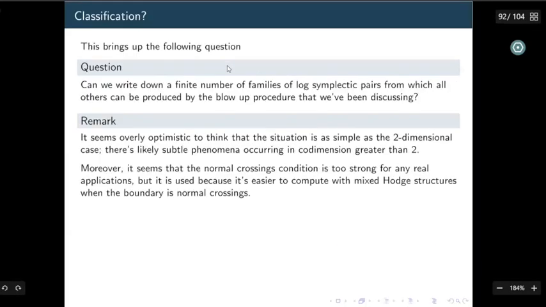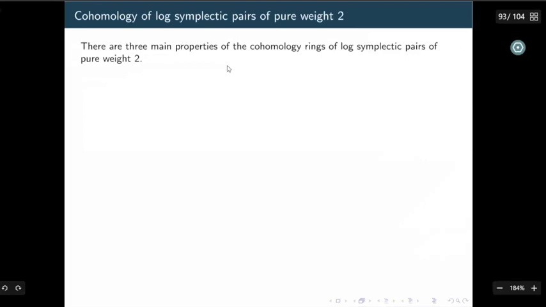Okay. So this is geometrically the classification. What I want to do now is talk about what this pure weight condition means for the cohomology rings of log symplectic pairs of pure weight 2. I focus on pure weight 2, not pure weight 1 or pure weight 0, because it's easier to describe, mostly. But it also brings up relationships between other subjects as well.